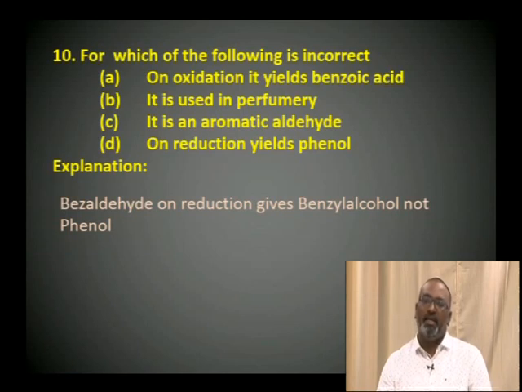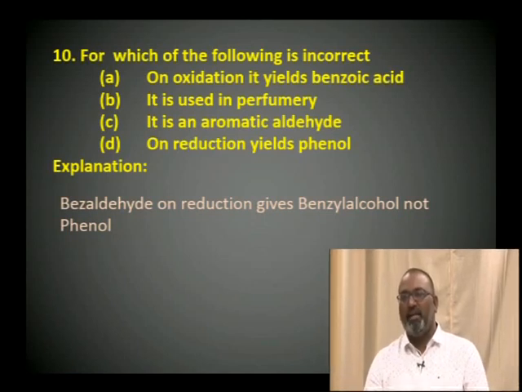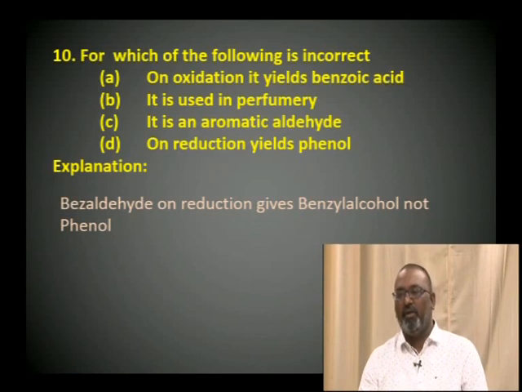So that is why D is the wrong statement regarding benzaldehyde. Other than D, that is A, B, C, that means to say that when benzaldehyde is oxidized, benzoic acid is produced. Benzaldehyde is widely used in perfumery industry. And you know that benzaldehyde is a good example for aromatic aldehyde. So that is why A, B and C are correct statements, whereas D is wrong, because when benzaldehyde is reduced, we get benzyl alcohol, not phenol. So the answer is D.